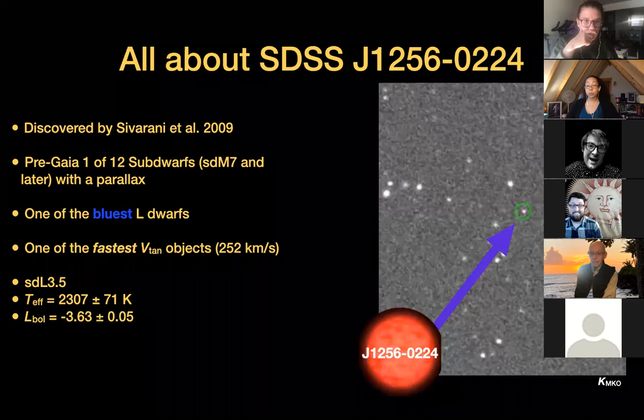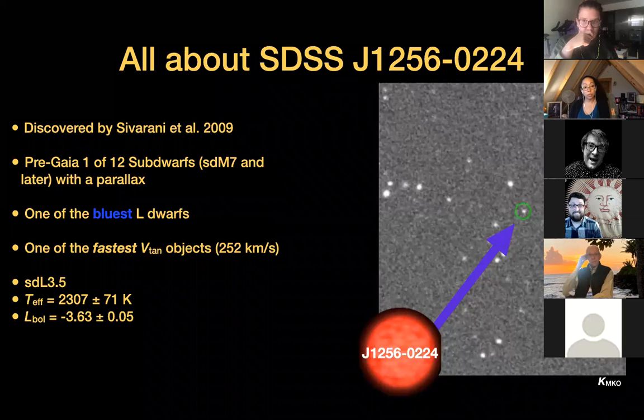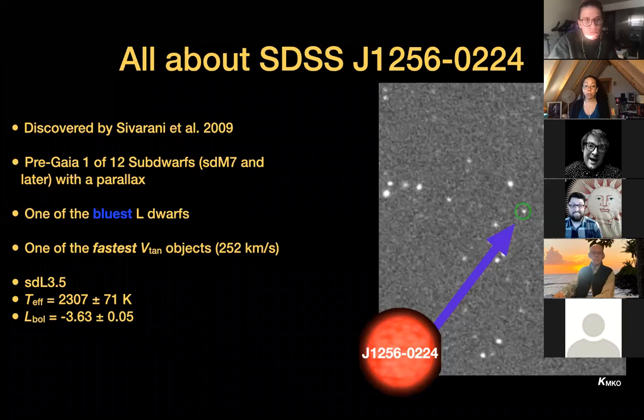So this object was chosen because it's actually very strange and it stands out from the rest. It was discovered in 2009 by Sevani et al. in a survey for searching for L subdwarfs in SDSS DR2. Pre-Gaia, it was one of only 12 subdwarfs typed sdM7 and later that had a parallax. And currently with Gaia, it's one of the latest type objects that have a parallax because it's relatively nearby.